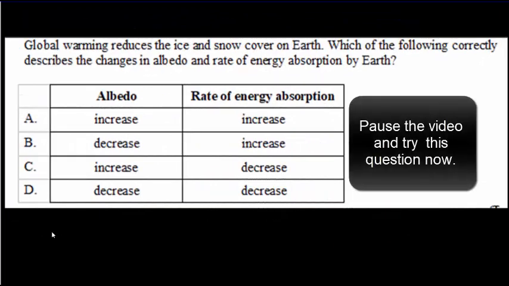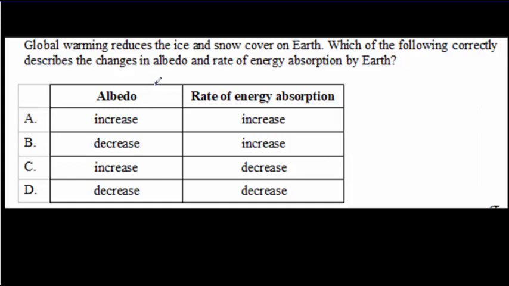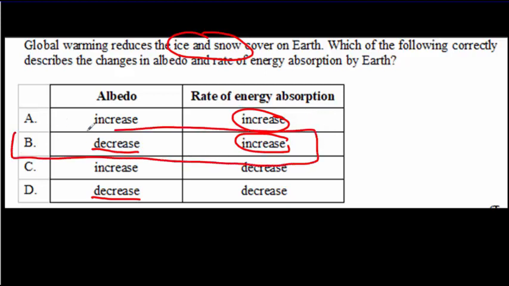Next question, pause the video, read it over, try it out, come back for the answer. So ice and snow has a lot of albedo. If that's reduced, the albedo is going to decrease. So the answer's got to be either B or D. Now, if albedo is being decreased, that means there's less reflection and more absorption. So we have to get an increase in energy absorption. So the correct answer here is B.